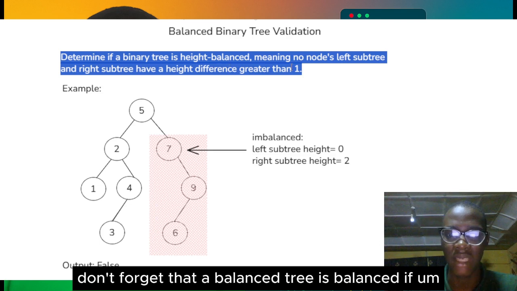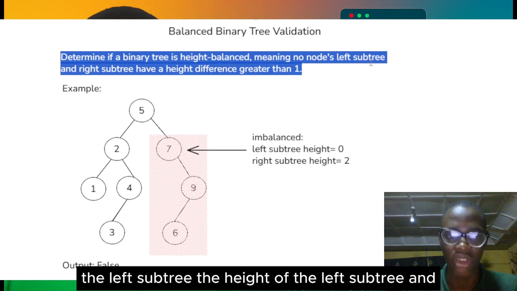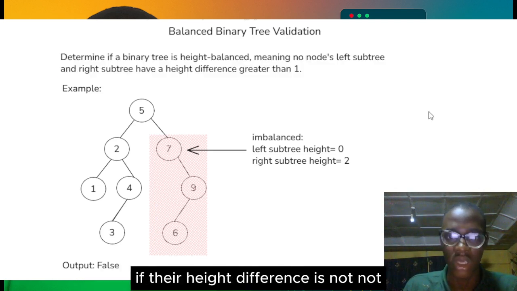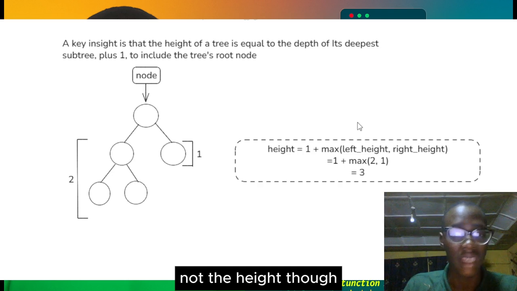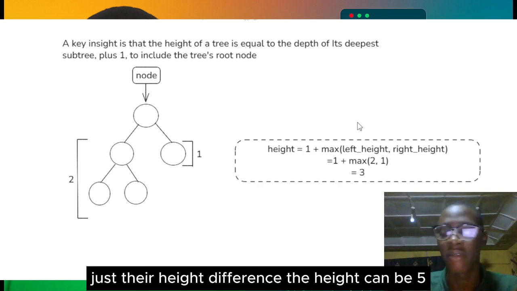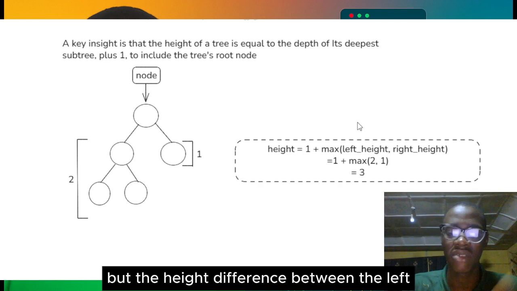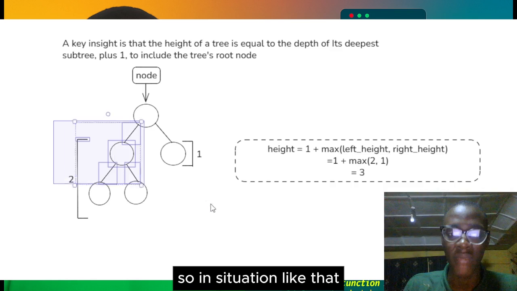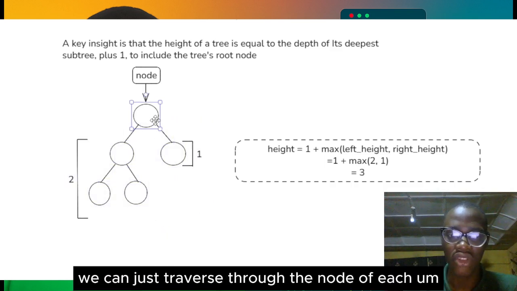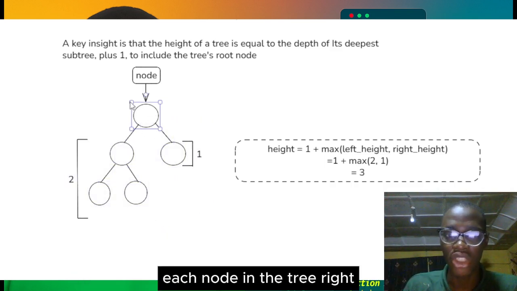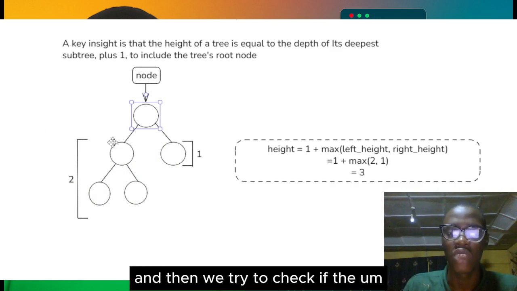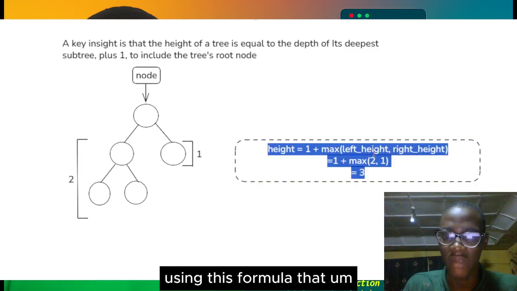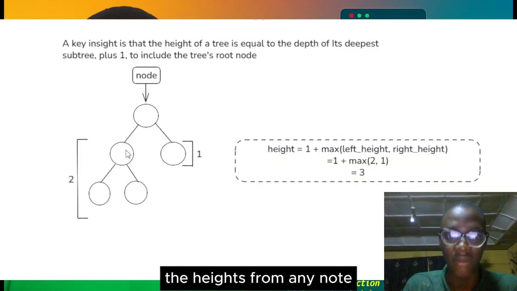Don't forget that a tree is balanced if the height difference between the left subtree and right subtree is not greater than 1. It's not the height itself, just their height difference. The height can be 5, 6, 7, but the height difference between the left and the right subtree must not be greater than 1. So in a situation like that, we can just traverse through each node in the tree, right? And then we calculate the heights of the left and the right subtree using this formula from any node.